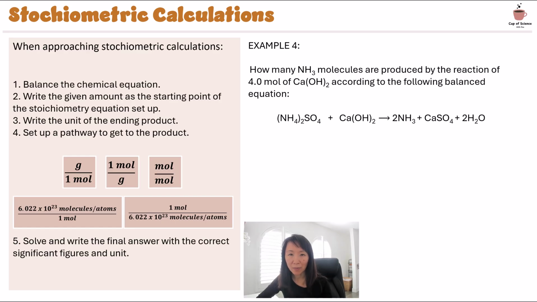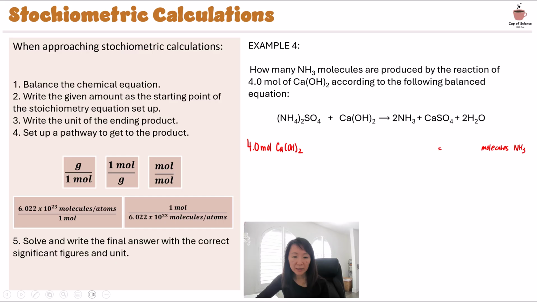What is the given amount? Right now, the given amount is the 4.0 moles of calcium hydroxide. So I'm going to write that down. 4.0 moles of calcium hydroxide. And then number 3, it says write the unit of the ending product. What are we looking for? We're looking for molecules of NH3. I'm going to put right here equal to some number of molecules of NH3.